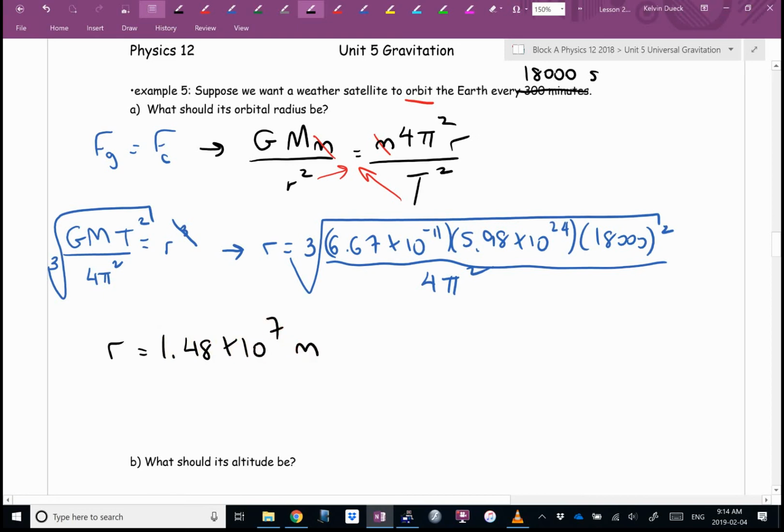If you wanted that in kilometers, divide by 1,000. William, no? Or Johnny, no? Can't find where cube root is? Okay.